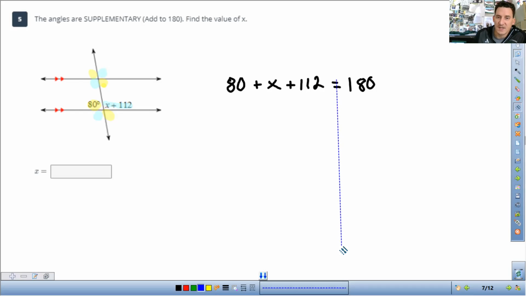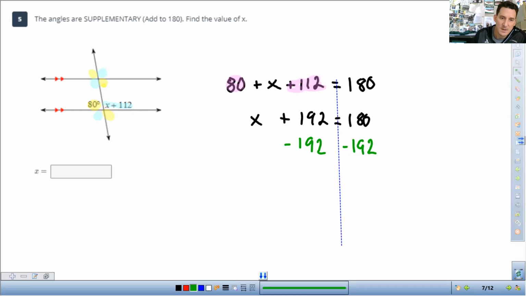And solve this. First thing I need to do when solving this one, clean up this left side, combine like terms. So I have an 80 plus 112. That is 192. So I get x plus 192. Subtract 192 from both sides. I forgot to put the equals 180 here. Now subtract 192 from that. Plus 192 minus 192 cancels out. Here we get x is equal to negative 12. 180 minus 192 is negative 12.